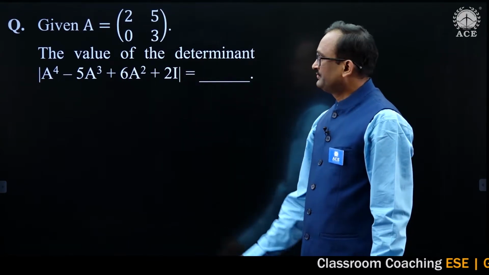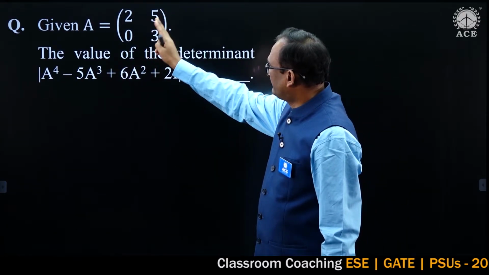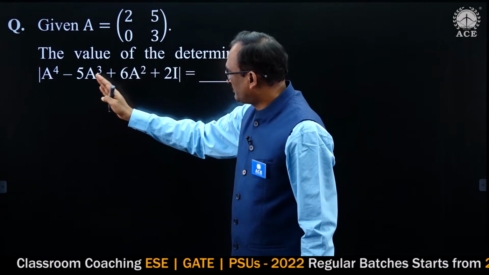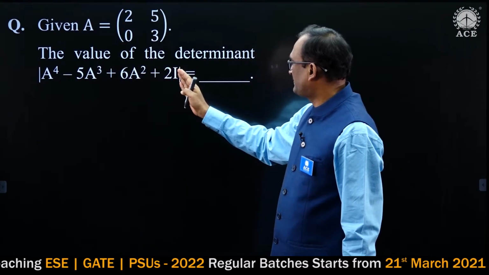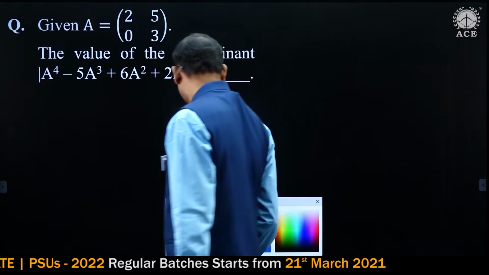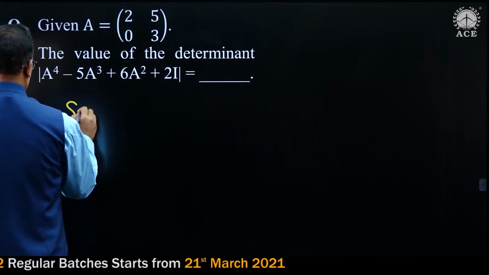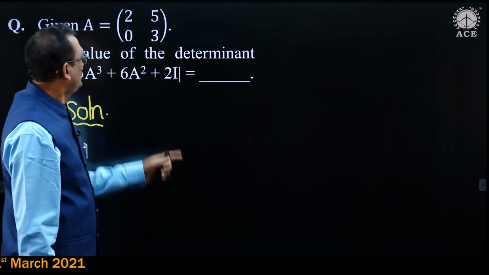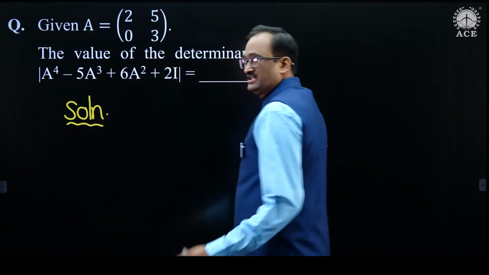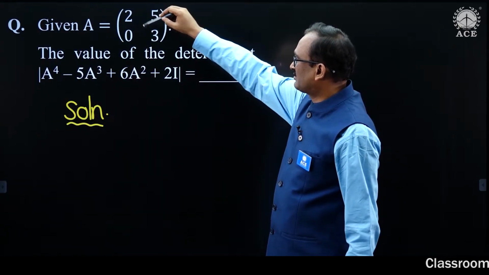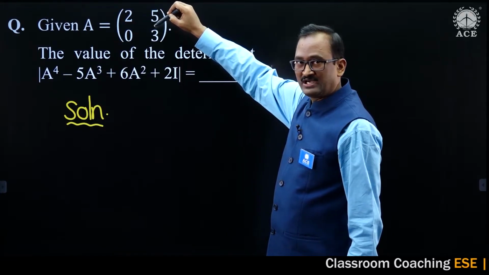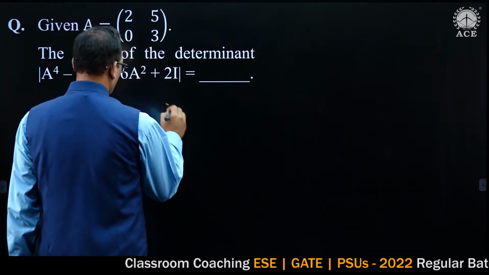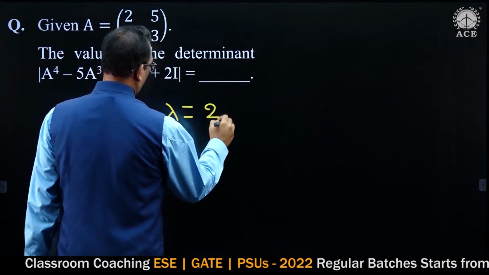Look at the given problem. Given A is equal to [2 5; 0 3], then find the value of the determinant of A power 4 minus 5A cube plus 6A square plus 2I. Let us see. And observe, this is an upper triangular matrix, a square matrix in which all elements below the diagonal are zeros. Therefore, the eigenvalues of this upper triangular matrix are just the diagonal elements only. Diagonal elements are 2, 3.